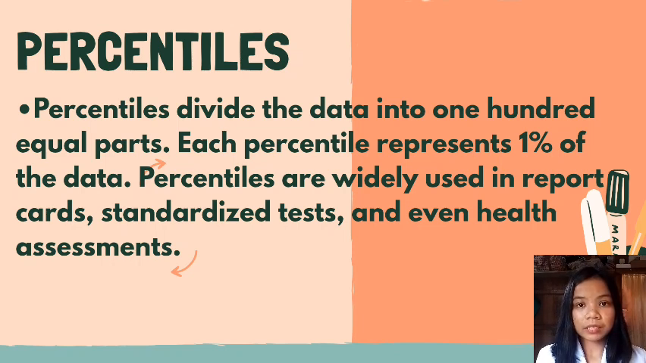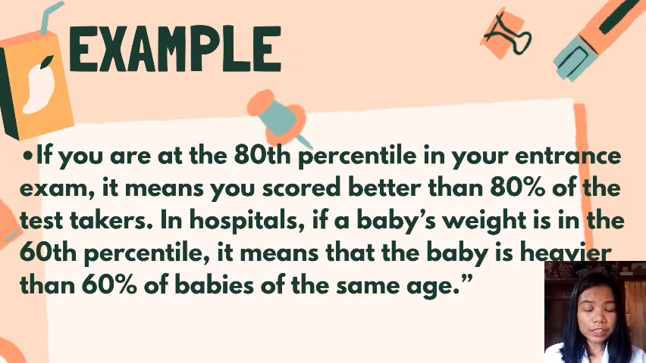Percentiles divide the data into 100 equal parts. Each percentile represents 1% of the data. Percentiles are widely used in report cards, standardized tests, and even health assessment. For example, if you are at the 80th percentile of your entire exam, it means that you scored better than 80% of the test takers. In hospital, if the baby weight is in the 60th percentile, it means the baby is heavier than 60% of the babies of the same age.